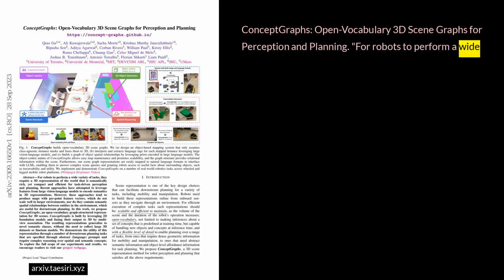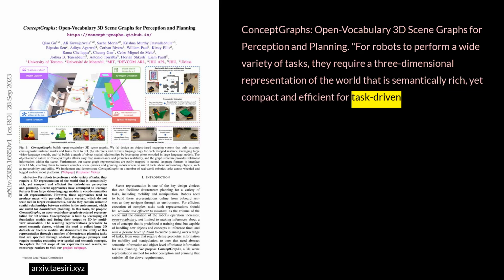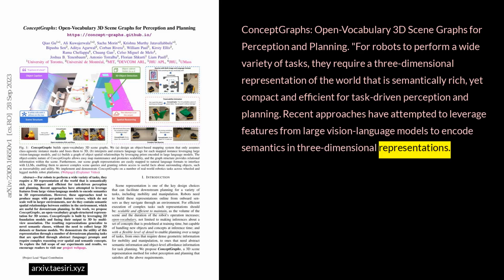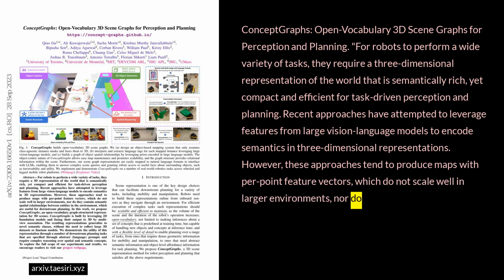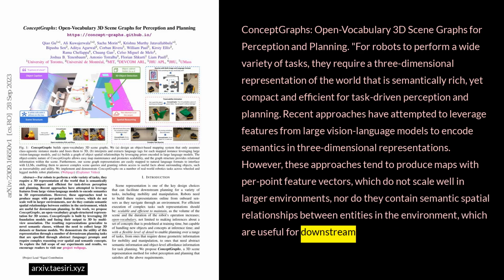ConceptGraphs, open vocabulary 3D scene graphs for perception and planning. For robots to perform a wide variety of tasks, they require a 3-dimensional representation of the world that is semantically rich, yet compact and efficient for task-driven perception and planning. Recent approaches have attempted to leverage features from large vision language models to encode semantics in 3-dimensional representations. However, these approaches tend to produce maps with per-point feature vectors, which do not scale well in larger environments, nor do they contain semantic spatial relationships between entities in the environment, which are useful for downstream planning.